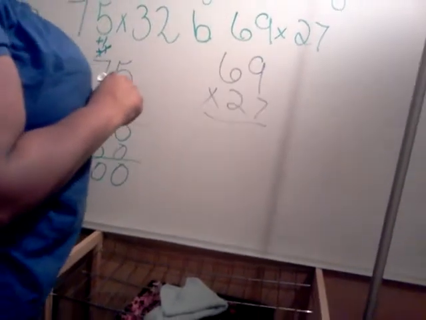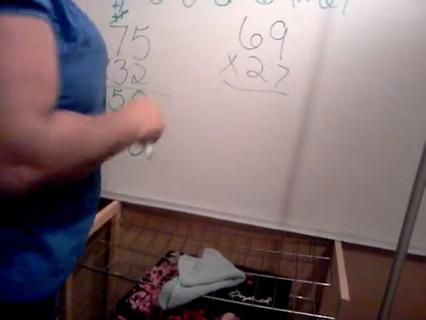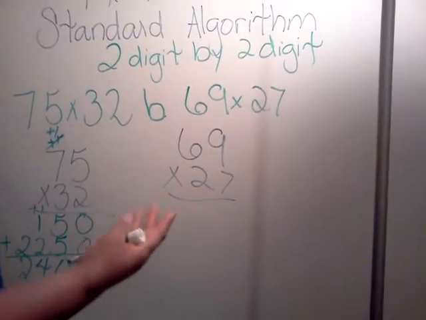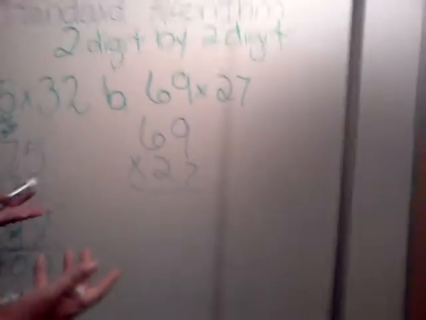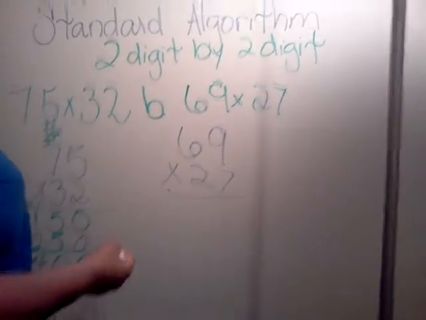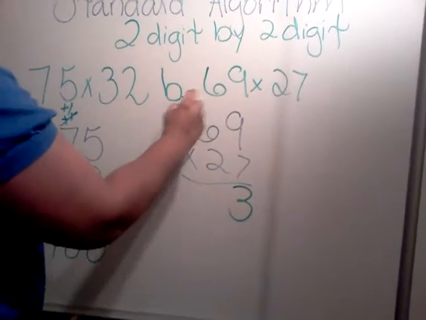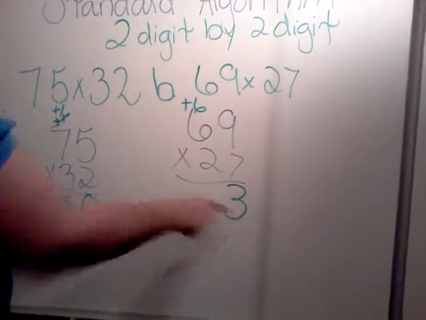What two numbers are we multiplying together first? You should have said 7 and 9. What's the product of 7 and 9? 7, 14, 21, 28, 35, 42, 49, 56, 63. The product of 7 and 9 is 63. We write down our 3 in the ones place, regroup the 6 to the tens place.